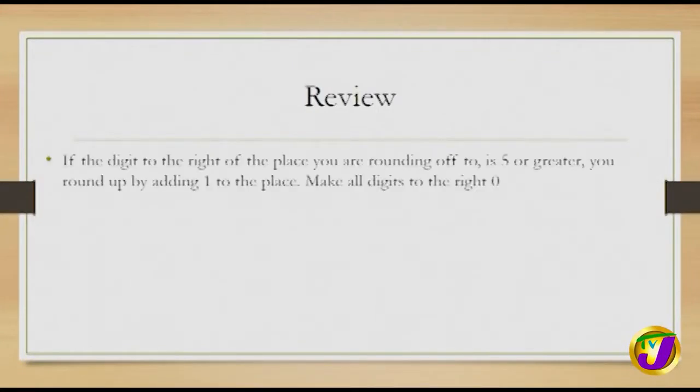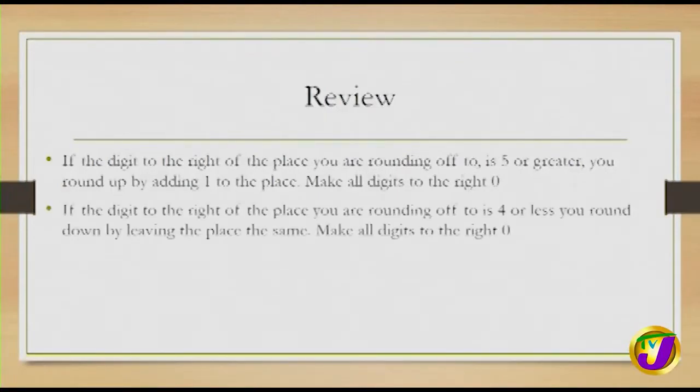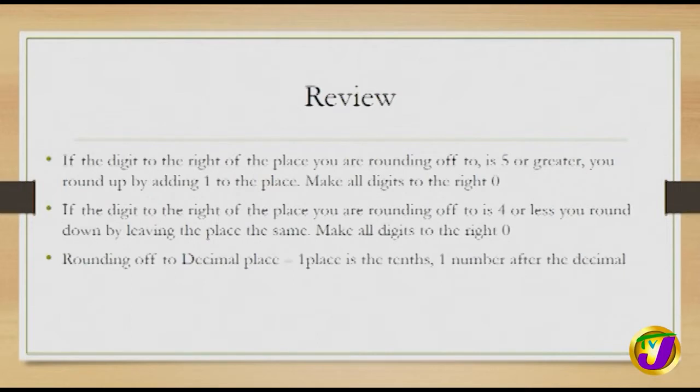All right? Just some points to take note of. If the digit to the right of the place you are rounding off to is 5 or greater, you round up by adding 1 to that place that you're rounding off to, and you make all other digits to the right 0. If the digit to the right of the place you're rounding off to is 4 or less, you round down by leaving the digit in that place the same, and make all other digits to the right 0.